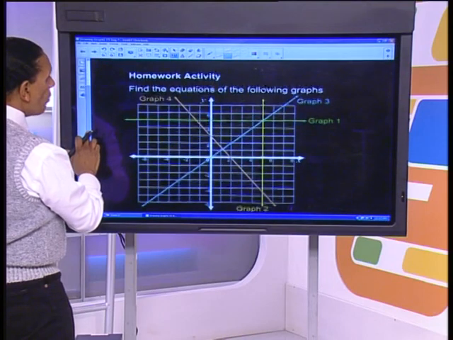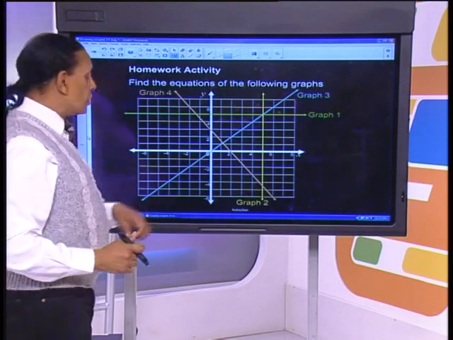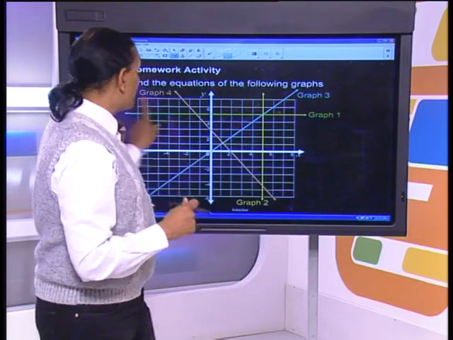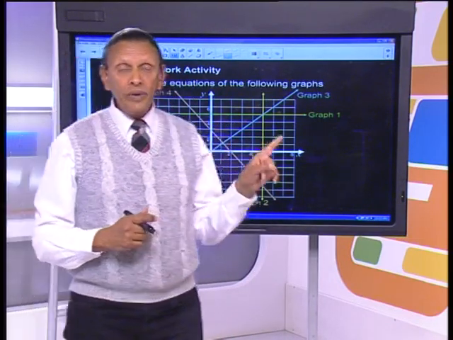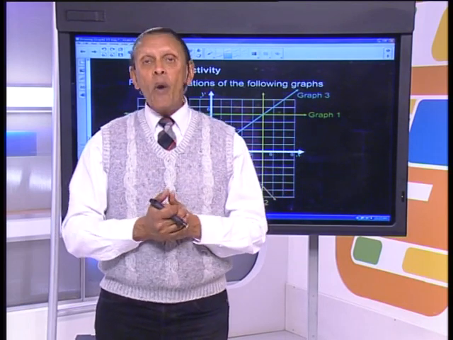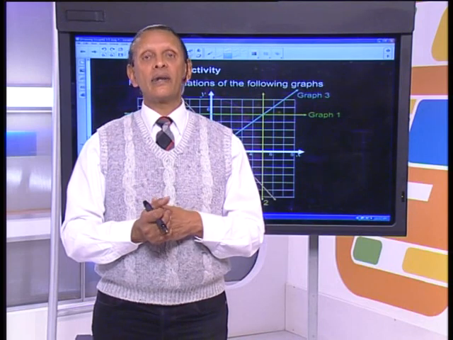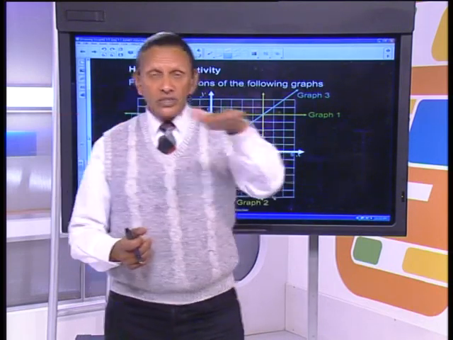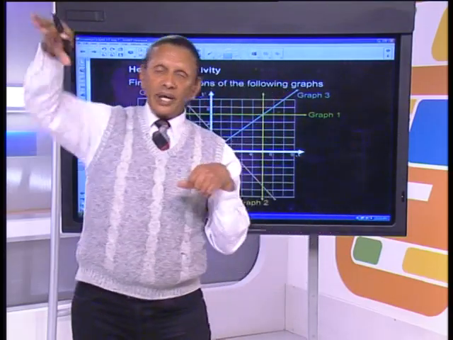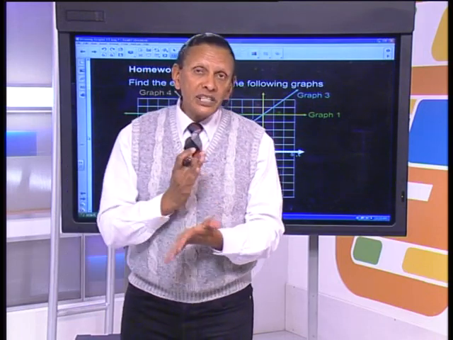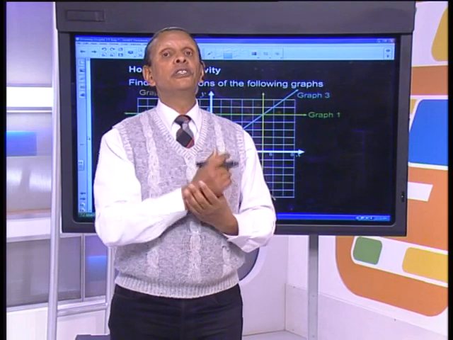And here is your homework activity. I'm giving you 4 different graphs. You need to copy this graph very quickly, and then write down the equations of the 4 graphs. Remember, we have vertical graphs, we have horizontal graphs, and we have graphs at different angles or slopes. Please, guys, do the homework. You need to practice, practice, practice until you get it right.